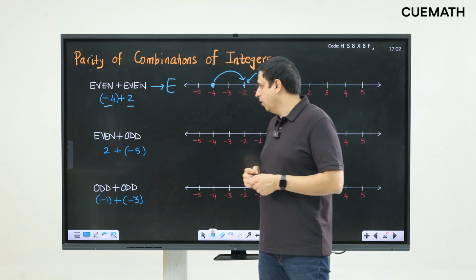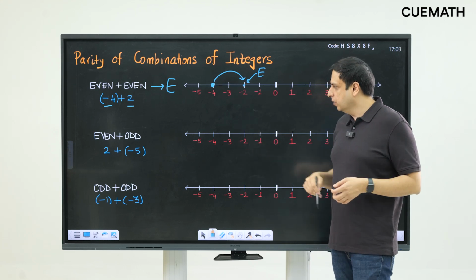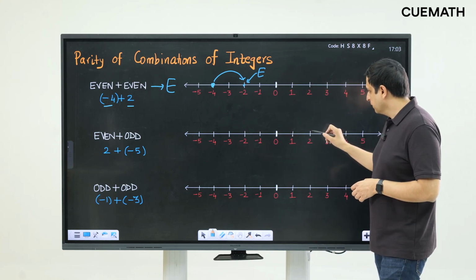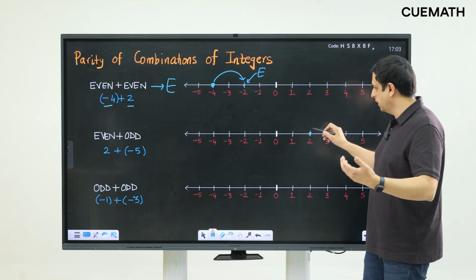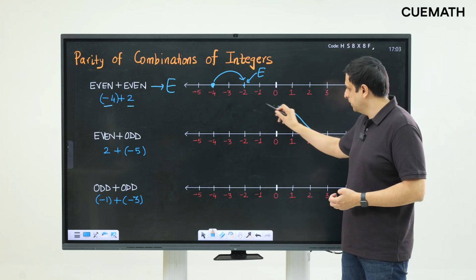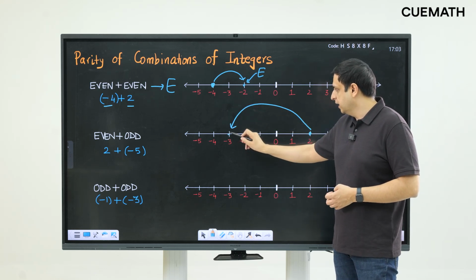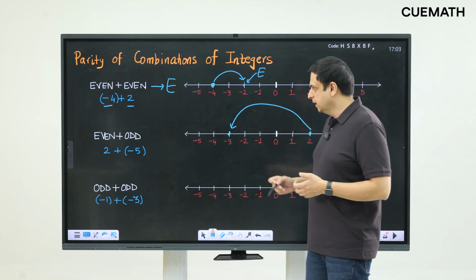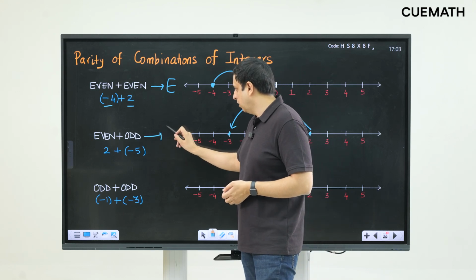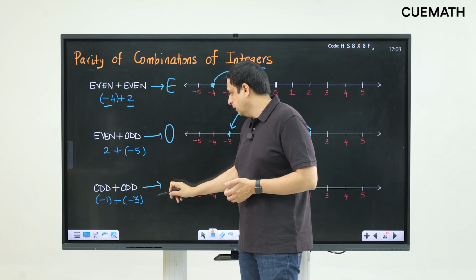What about even and odd? So you're adding 2 and minus 5. If you are at 2, which is this point here, and you add minus 5, which means you go 5 steps backward over here, you're clearly landing at an odd integer. So even plus odd should be an odd integer, and similarly odd plus odd should be what?